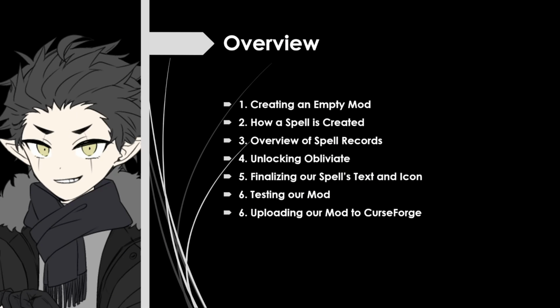For this video, we'll start by creating an empty mod, and then we'll go over how spells are created in the Creator Kit. Then we'll go over an overview of spell records to find out what spells the player can cast, and how to add to that list of spells. Then we'll go over how to unlock Obliviate, and add Obliviate as a castable spell. Then we'll finalize our spell text and icon to make it look how we want in-game. Then we'll finish off this video by testing our mod and uploading it to CurseForge.